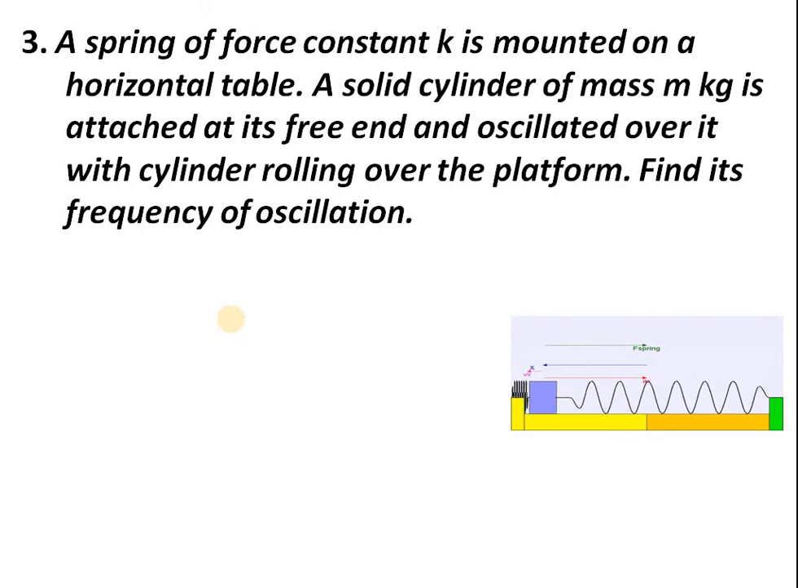And here is the third question. Again, a beautiful question. A spring of spring constant k is mounted on a horizontal table and a solid cylinder of mass m kilogram is attached at its free end and oscillated over it with the cylinder rolling over the platform. It is shown in the graphics, and your question is find the frequency of oscillation. You can imagine this is a cylinder, it is rolling over it.